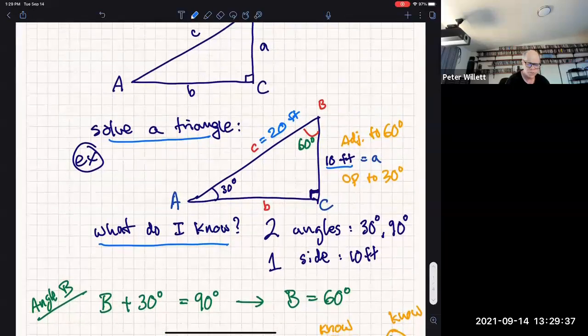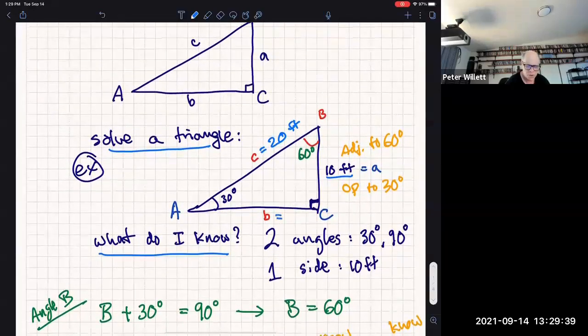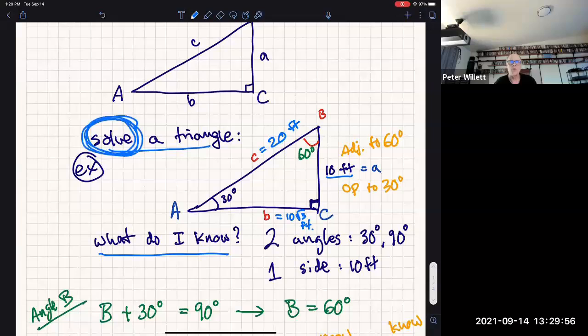So I go over here to B, and now B is equal to 10 times the square root of 3. That would be feet, whatever that number is. And now we know A, we know B, we know C, we know angle A, angle B, angle C. So we have solved the triangle. And you can always do this.